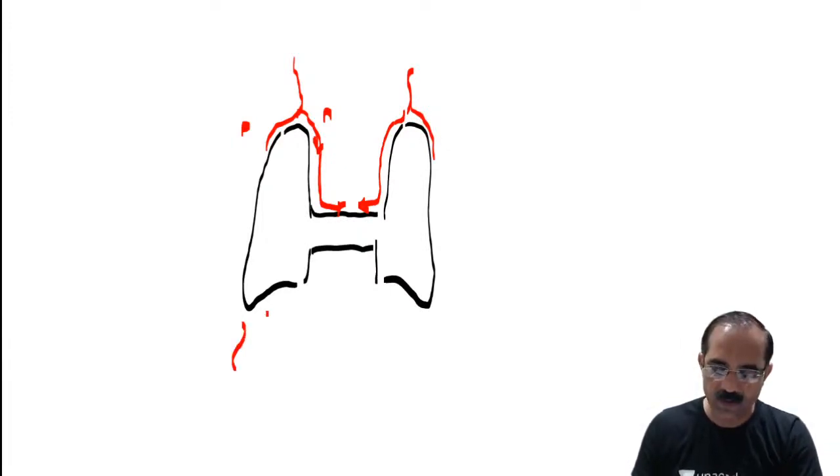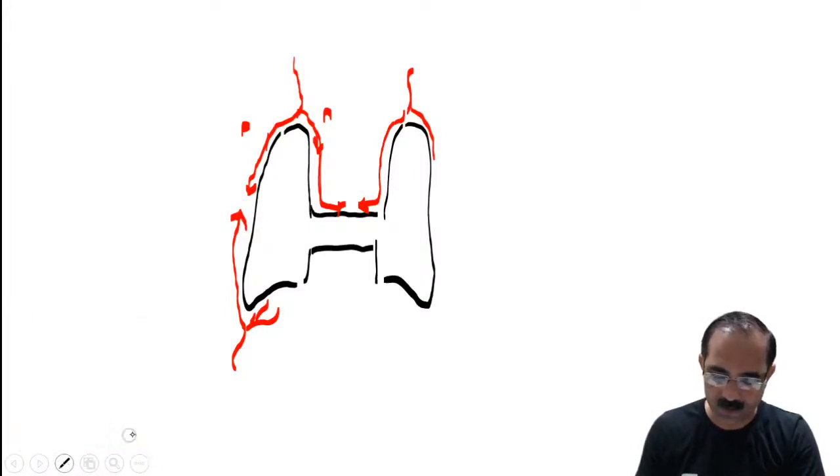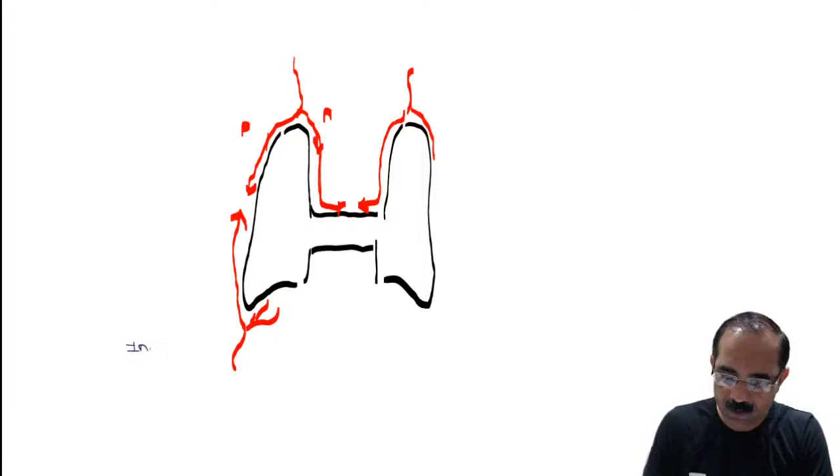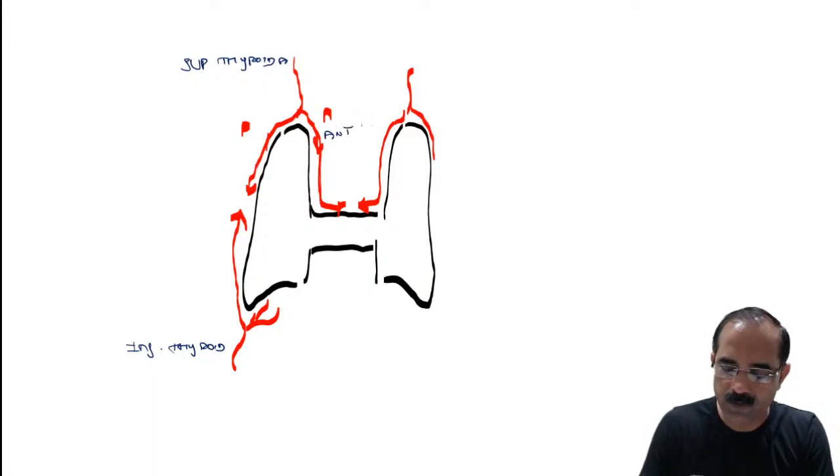This is the inferior thyroid artery. It gives many branches, and one branch of the inferior thyroid is going to anastomose with the posterior branch of the superior thyroid artery. Okay, wait a minute, what is this? This is the inferior thyroid artery. This is the superior thyroid artery. This is the anterior branch, and this is the posterior branch.